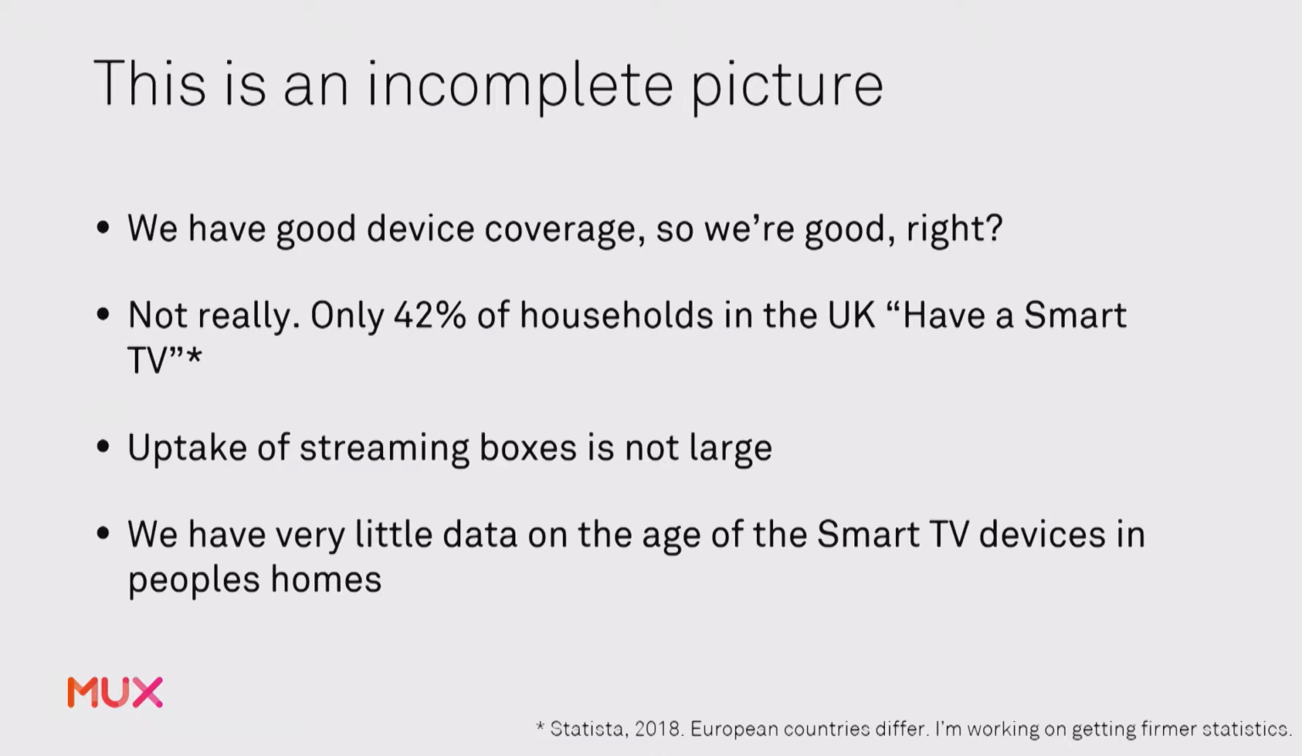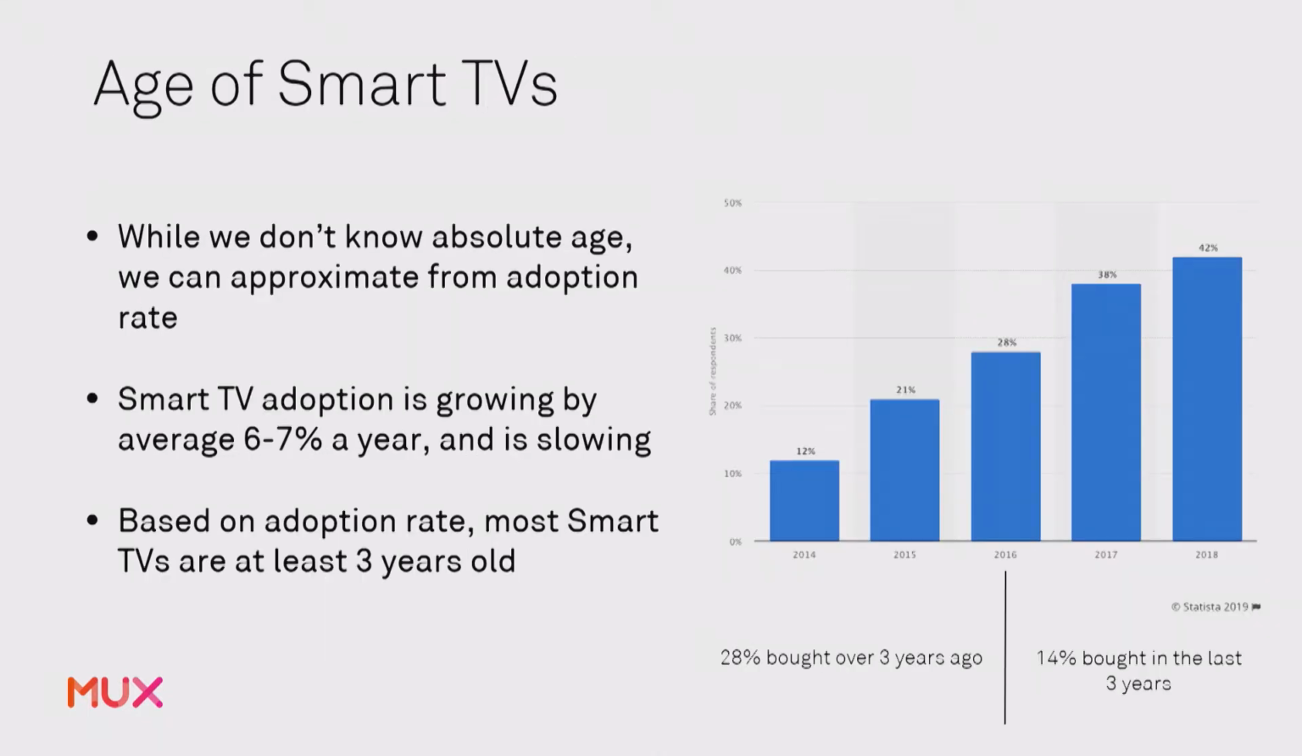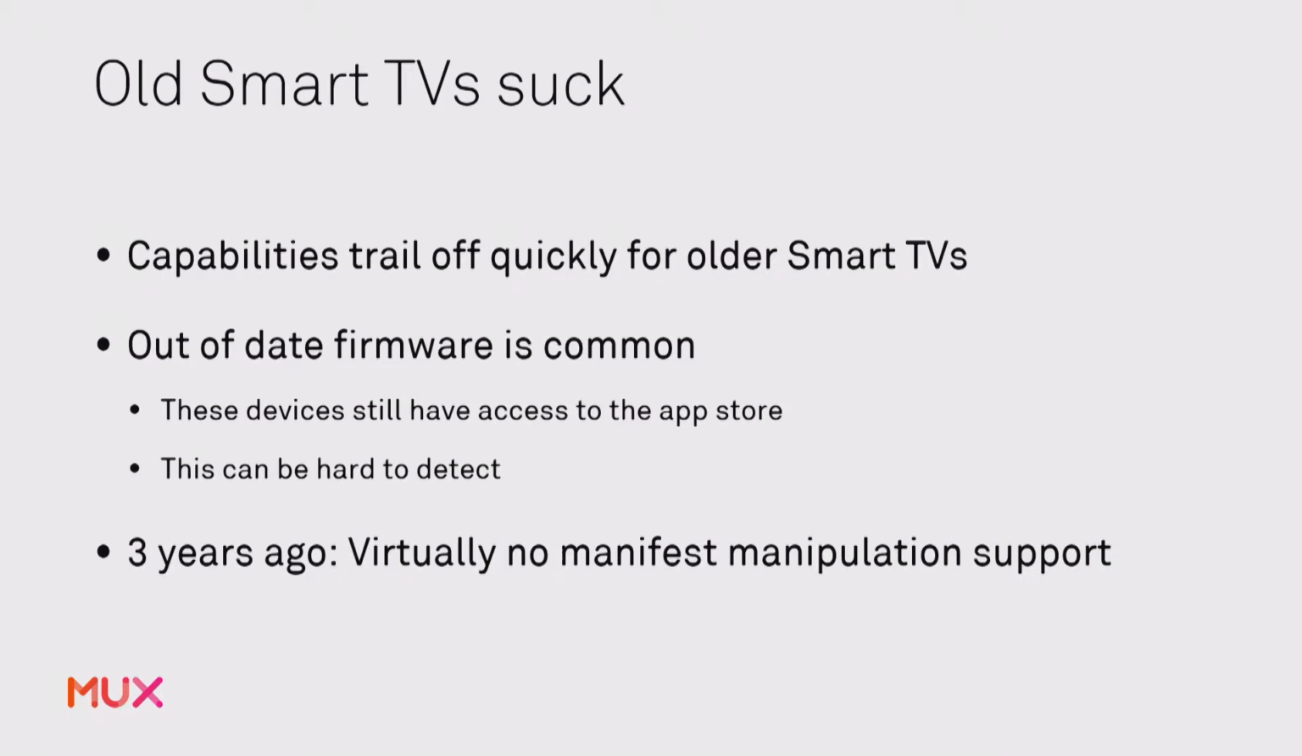42% of households in the UK have a smart TV of some breed. The uptake of streaming boxes, certainly in Europe, is poor. But we also have very little data on the age of smart TVs, and this is UK data. Every piece of data will vary for this. I actually went and tried to run my own statistics gathering exercises here. They were not successful, but we can make approximations about the age of people's smart TVs. The adoption rate's about 6 to 7% a year, but it is slowing. Based on the adoption rate, we can say most smart TVs are more than 3 years old. And funnily enough, as Google said earlier, old smart TVs suck.